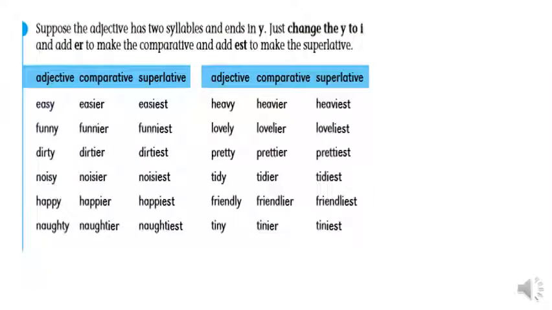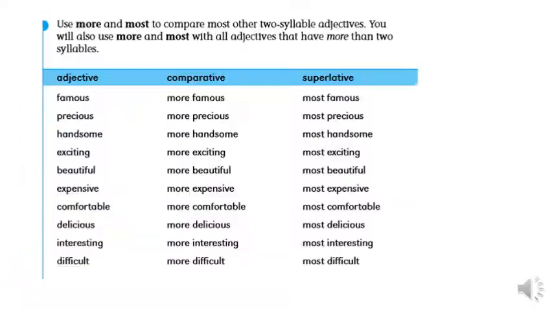Suppose that the adjective has two syllables and ends in Y, so you change the Y into I and then you add er or est, like easy, easier, funny, funnier, funniest, dirty, dirtier, dirtiest, pretty, prettier, prettiest, tiny, tinier, tiniest, friendly, friendlier, friendliest, and so on.